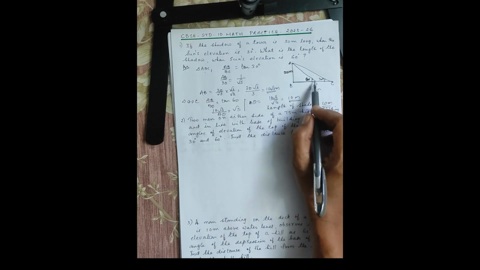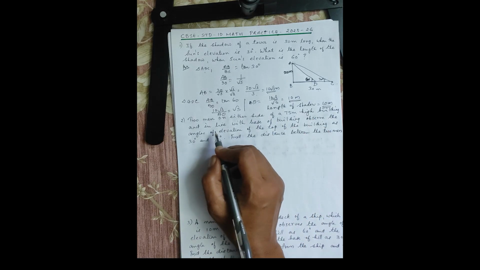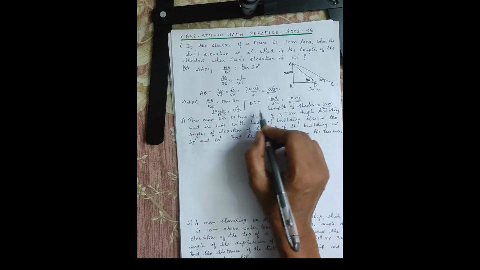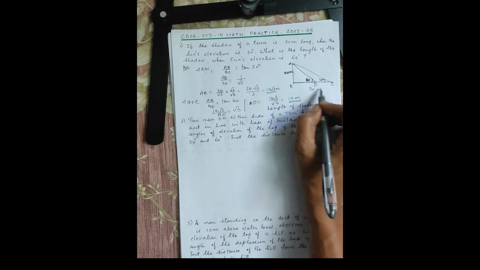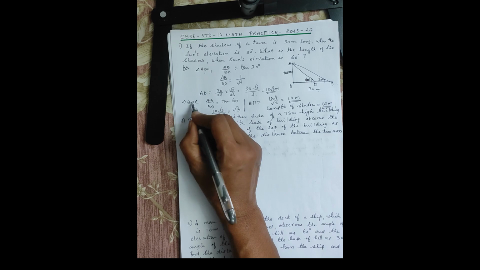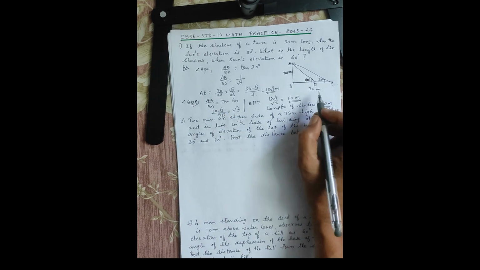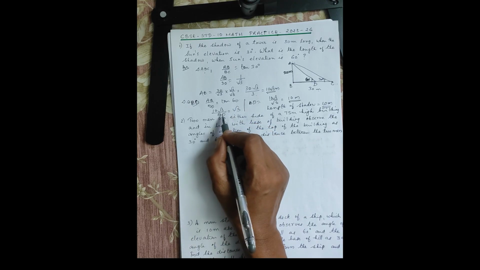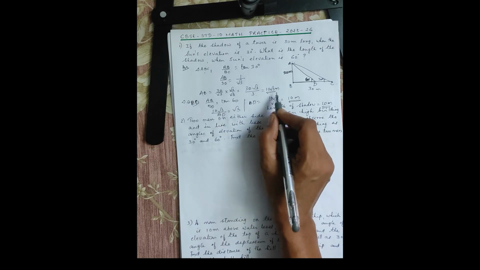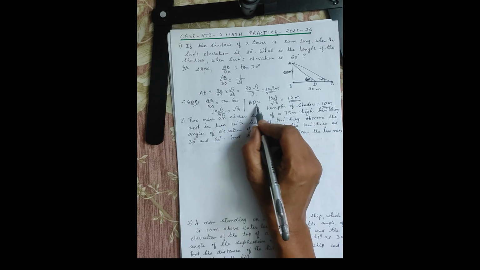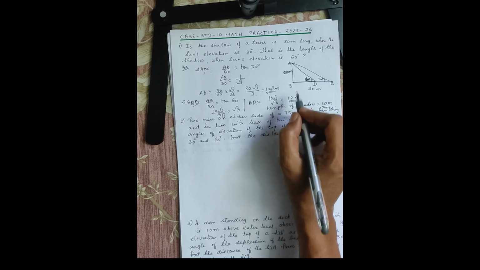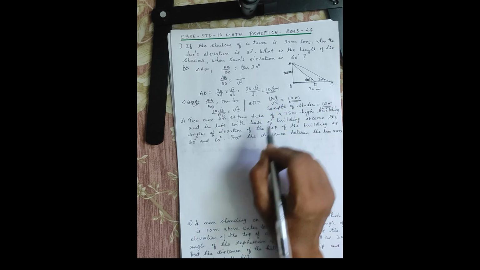Now if I take triangle ABD, AB by BD is equal to tan 60. So AB is 10 root 3, and tan 60 is root 3. So BD is equal to 10 root 3 by root 3, root 3 cancels, 10 meters. That's what the question asks, the length of the shadow, that is BD.